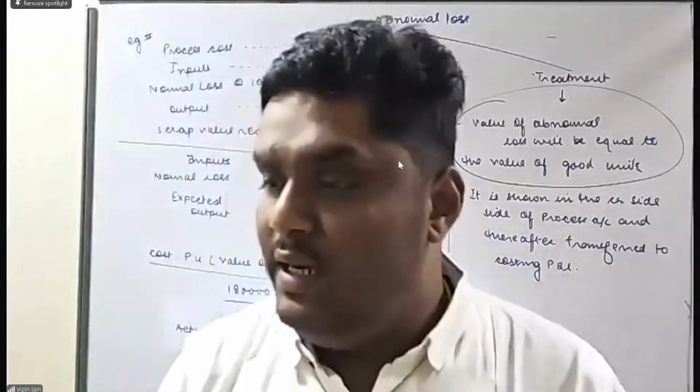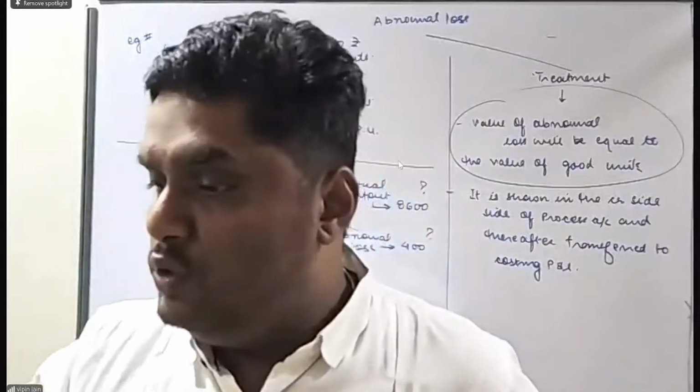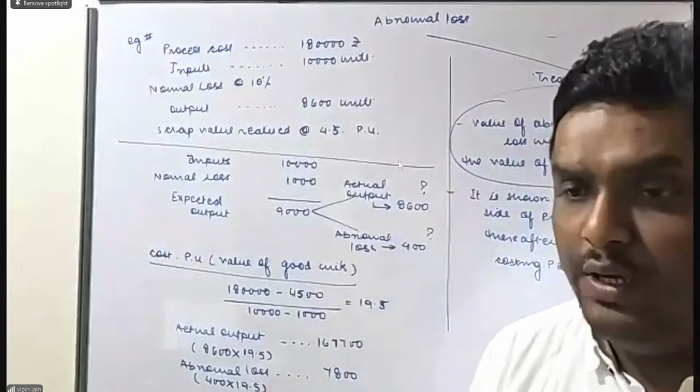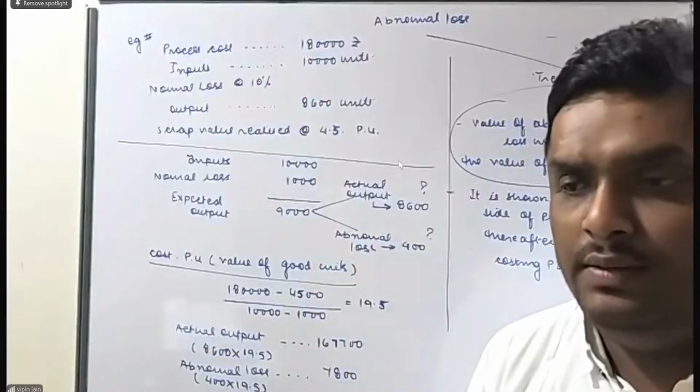If you guys have any doubts or queries, please post your queries. This is all about abnormal loss. I request you guys to please copy this explanation.